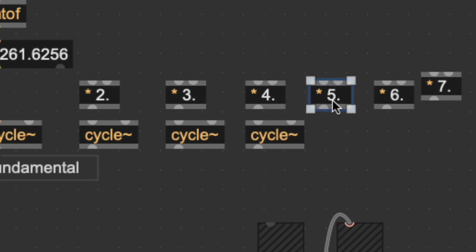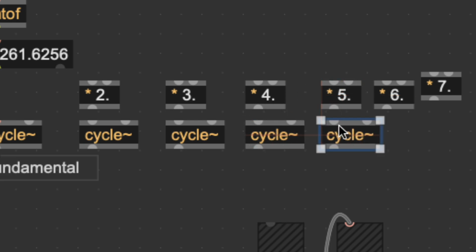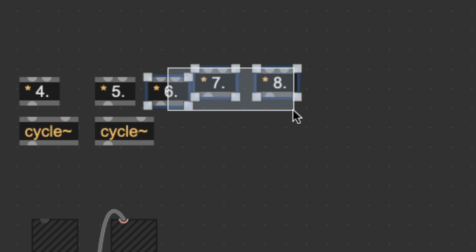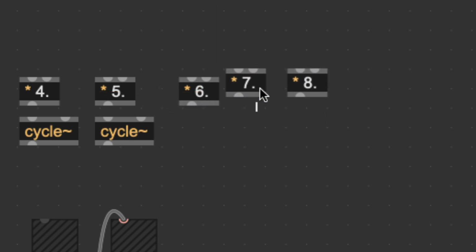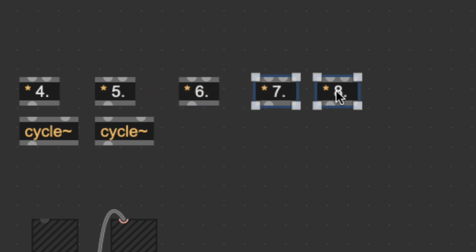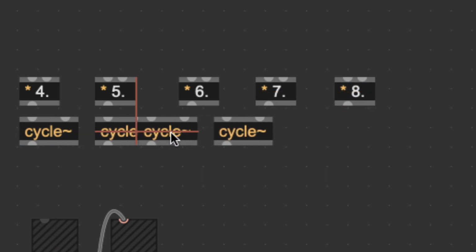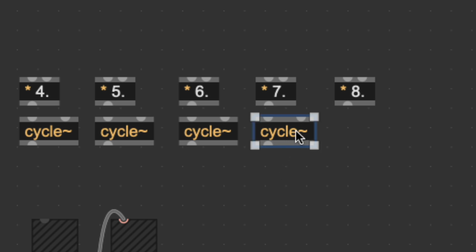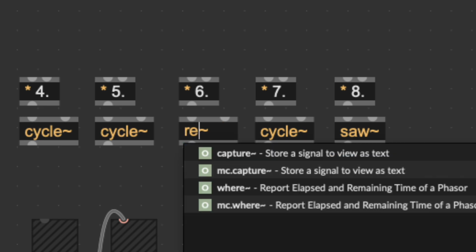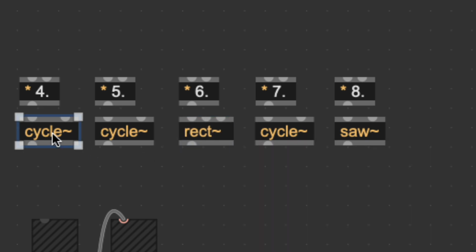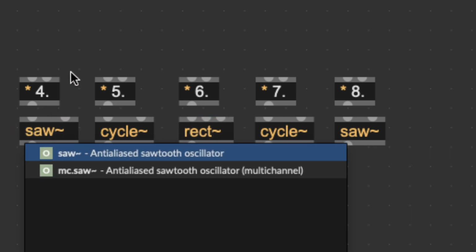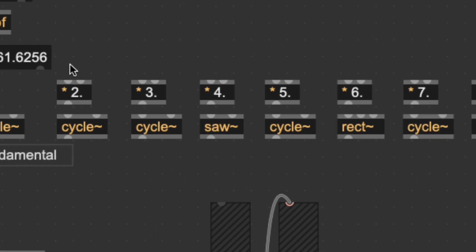Okay? So, cycle. Let me just spread these out. And then add more cycles. So remember, these cycles can be other things. Let's make this one a saw. Let's make this one a rectangle. Let's make this one a saw. You don't have to, but you can.